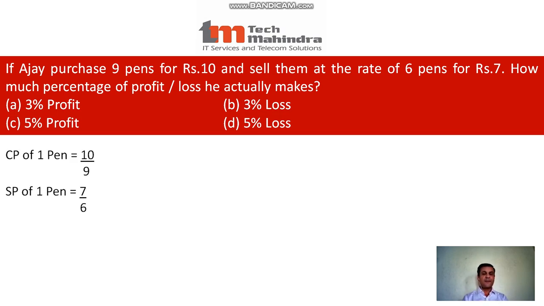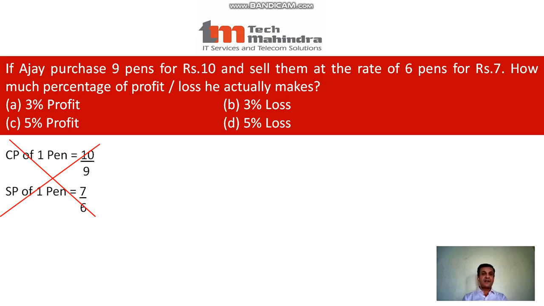Cost price of 1 pen is 10 by 9 and selling price of 1 pen is 7 by 6. Now they start deciding whether 10 by 9 is greater or 7 by 6 is greater, because they want to finally decide whether there is a profit or a loss. Don't work on fractions. This is my first advice to you. Avoid this method.